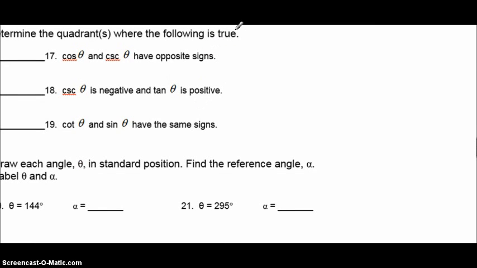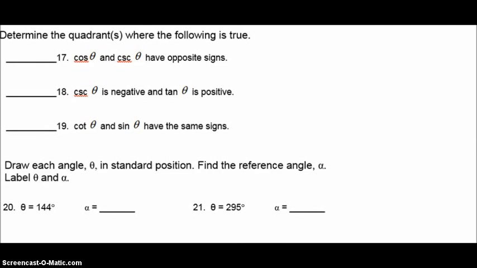Determine the quadrants for where the following is true. Okay, so we've got a little thinking to do. Cosine theta and cosecant have opposite signs. All right, so that means where this one's positive, this one's negative, or where this one's negative, this one's positive. So let's go through.